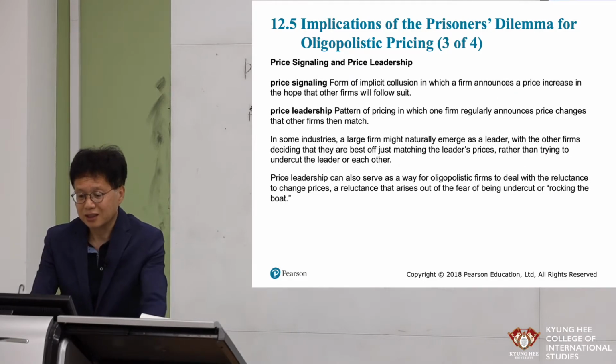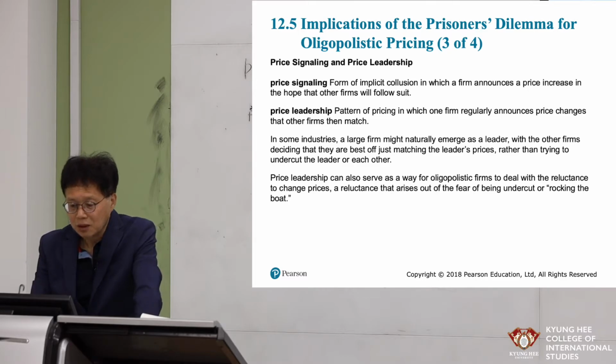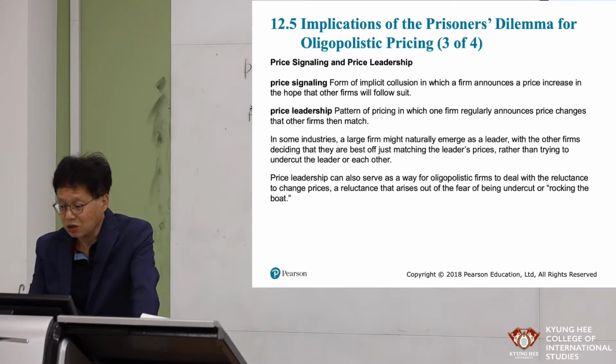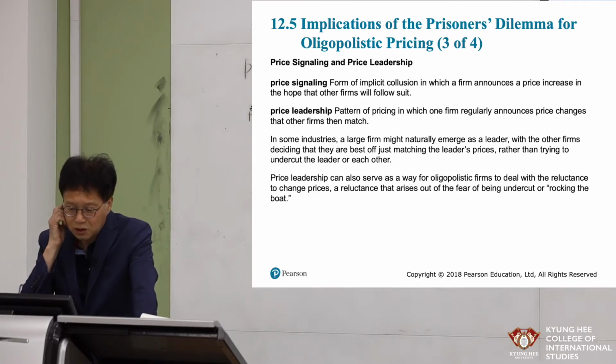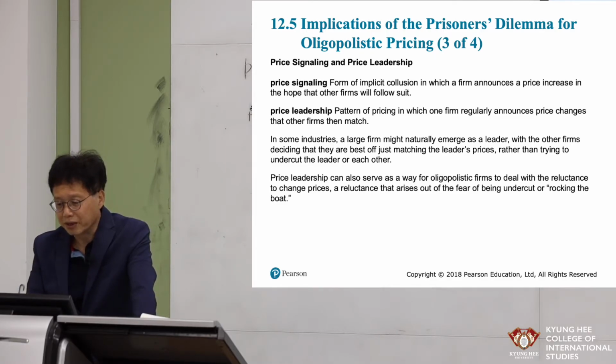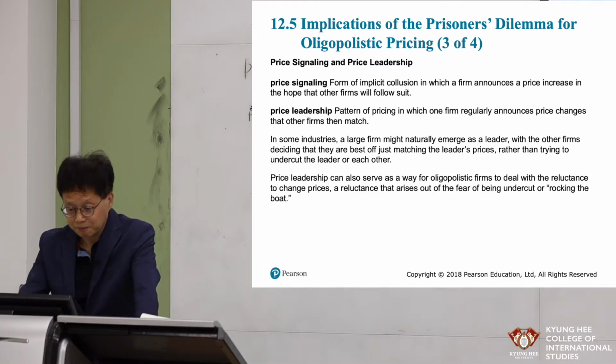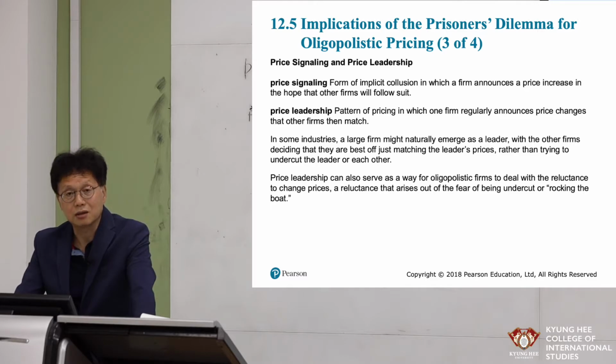Okay? Price signaling and price leadership. Price signaling is a form of implicit collusion, instead of explicit collusion, in which a firm announces a price increase in the hope that other firms will follow suit. That is price signaling, right? And a stronger one is price leadership: a pattern of pricing in which one firm regularly announces price changes that other firms then match. Other firms follow suit. That is price leadership. Okay?